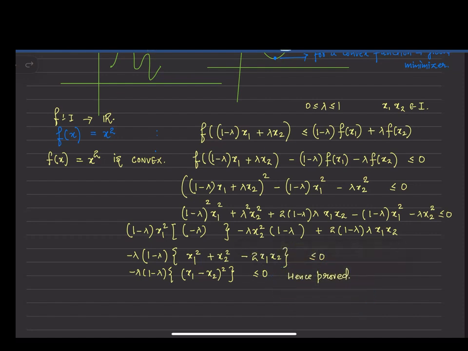If you let x1 not equal to x2 and lambda strictly greater than 0 and strictly less than 1, so this term is always strictly negative. So this becomes strictly negative and this becomes strictly positive. So this overall thing becomes strictly negative, not even equal to 0. So when you have such a thing, you call that function a strict convex. So in fact, f(x) equals x square is strict convex.